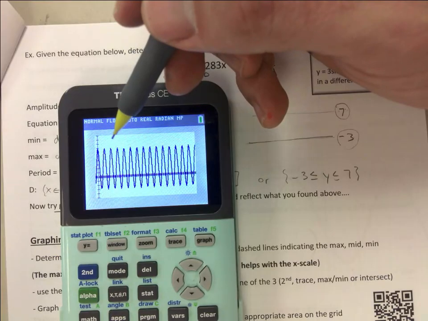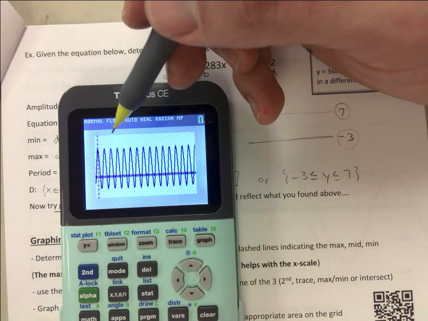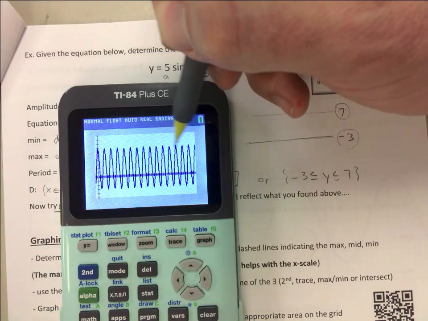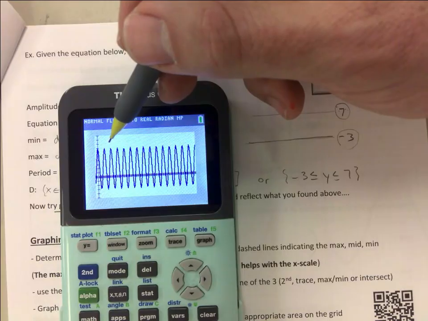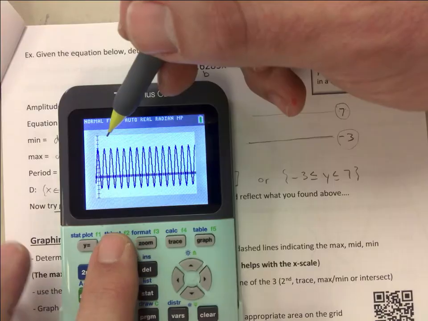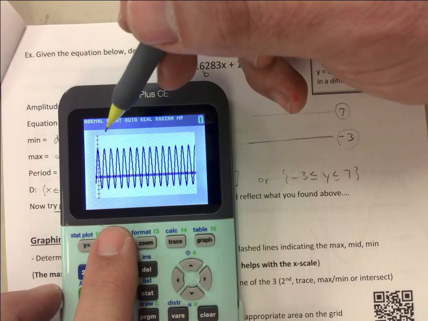Pay attention to this part. It's going to make your lives a lot easier. Is it necessary to see this many cycles? No. Usually 2 cycles is all we need. So watch what I'm going to do. This is going to be a good trick for word problems. I'm going to go to my window.